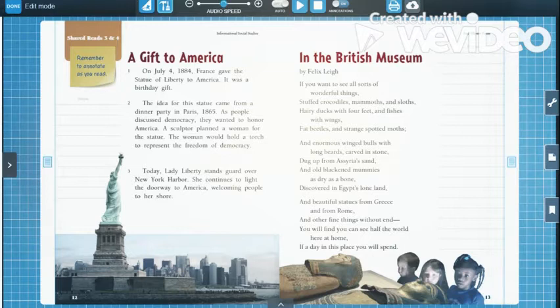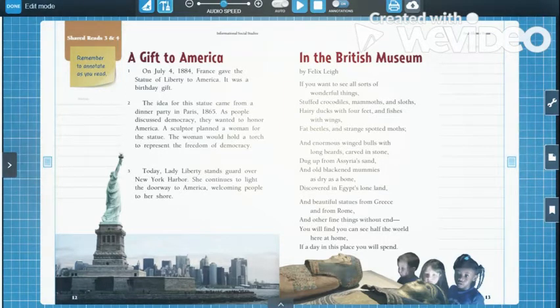So we're going to do a quick read of this text, A Gift to America. We're going to look for a couple of details from the text just to practice finding important information in a text. And then we're going to read the poem in the British Museum. And as we're reading in the British Museum, we are looking for rhyming words, and we're going to be circling those rhyming words.